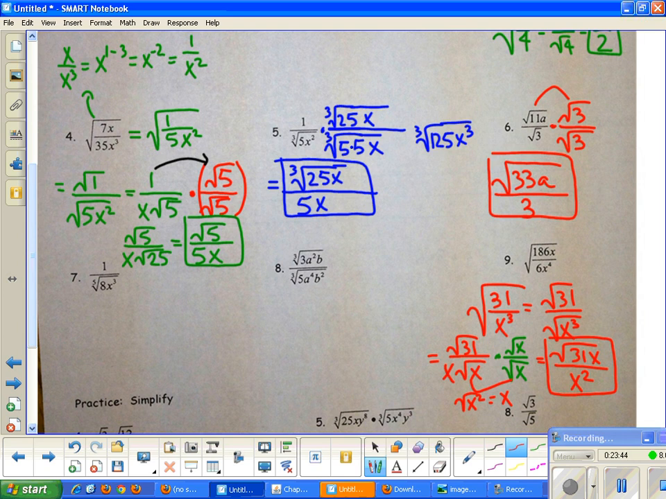So I'm going to give you the answers to 7 and 8, and I would try to see if you can do those on your own. So the answer to number 7 is the square root of 4x squared over 2x, and the answer to number 8 would be the cube root of 75ab squared over 5ab.